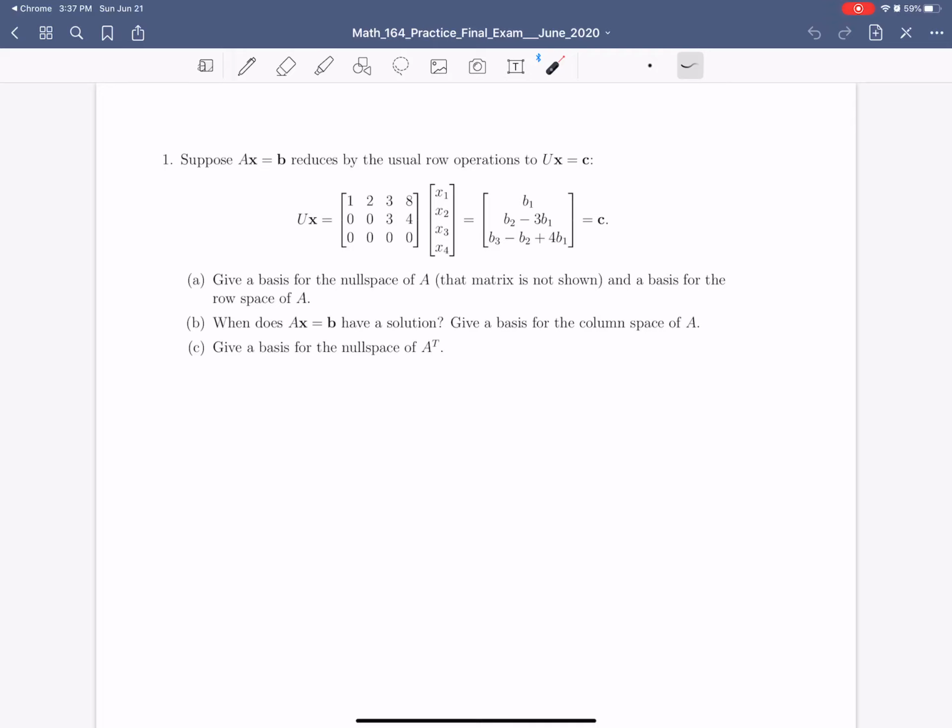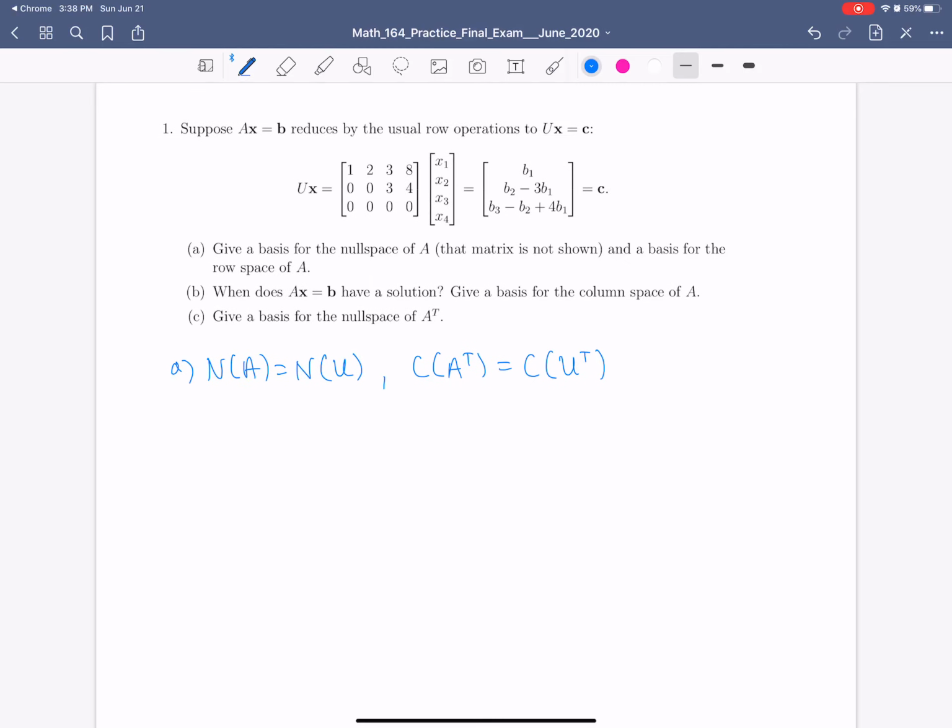Okay, so part A. Give a basis for the null space of A and a basis for the row space of A. Well, we are in luck because the null space of A is the same as the null space of U, and the row space of A, which is the column space of A transpose, is the same as the column space of U transpose. So even though I'm asking for these subspaces of the matrix A, they are actually the same corresponding subspaces of the matrix U. So there is not much to do here.